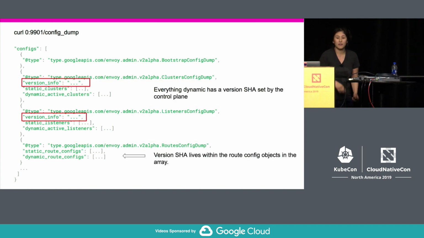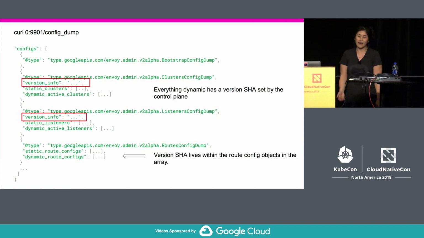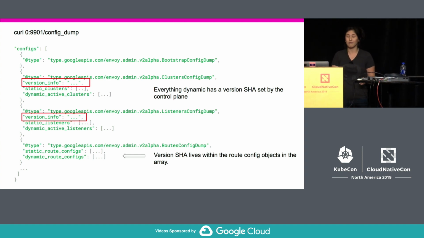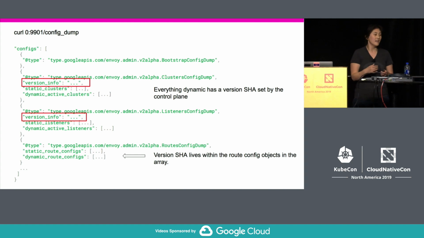Note here also, again, it shows you both static as well as dynamic configuration. Everything that's dynamic will have a version info with it. And that version is set by the control plane. If you have any issues with your config not updating or your xDS updates getting rejected, that version info will not match with your control plane. And that's also another signal that something's not working right in your system.